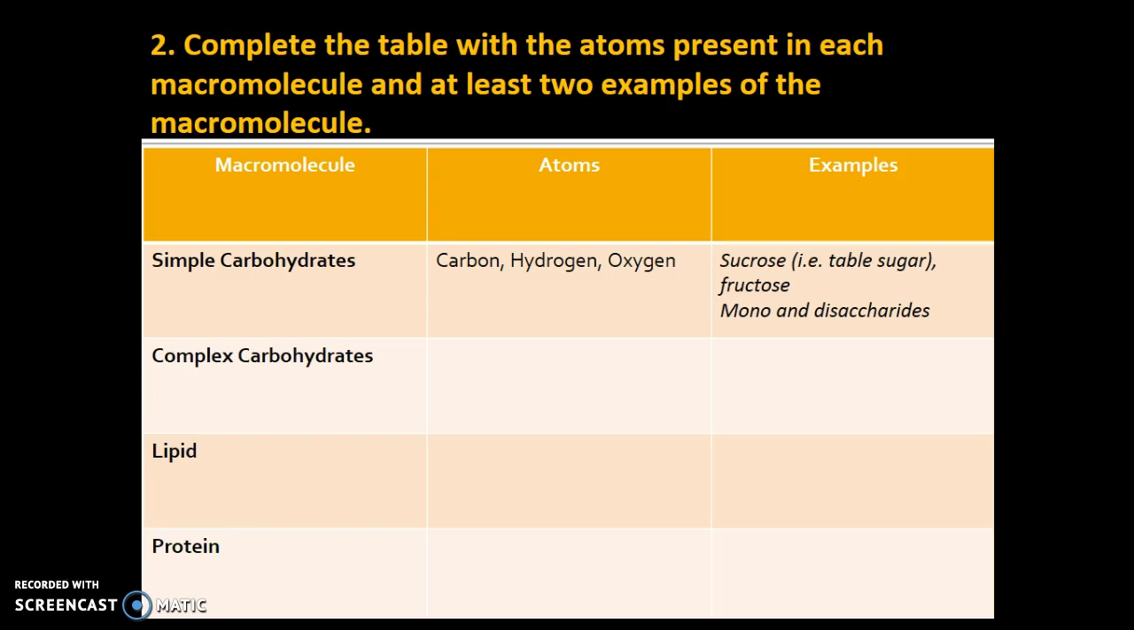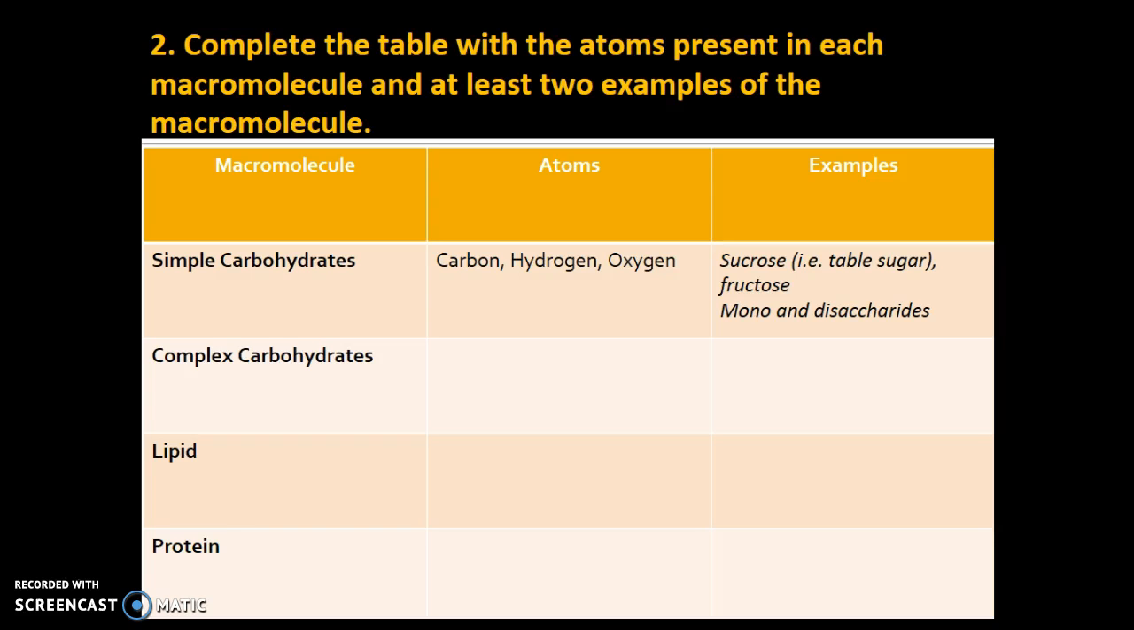Complete the table with the atoms present in each macromolecule and at least 2 examples of the macromolecule. The first one is already filled out for you. Simple carbohydrates have carbon, hydrogen, and oxygen as their atoms. That's what makes those carbohydrates up. Two examples would be sucrose, or table sugar, and fructose, which is found in fruits. They're monosaccharides and disaccharides. So what are those complex carbohydrates? What are those atoms? What are some examples?